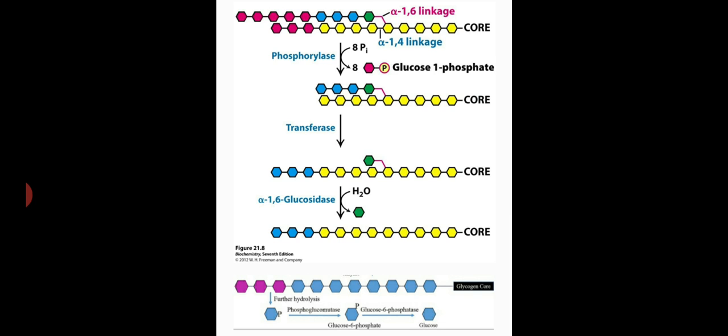Glycogen phosphorylase enzyme is a dimer having identical subunits, and it attacks the exoglycosidic bonds.